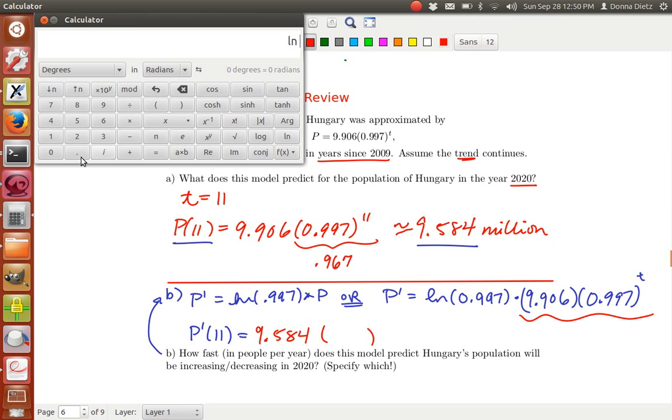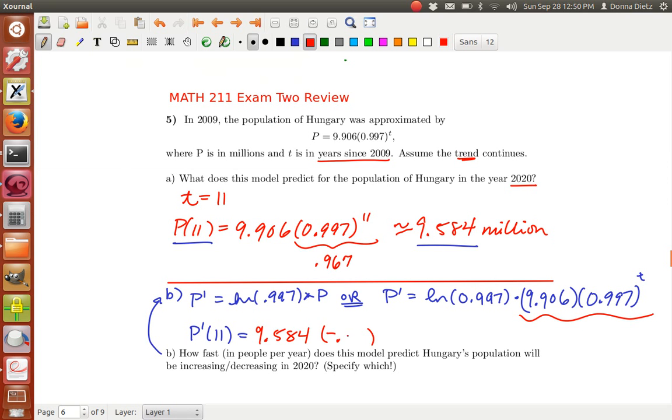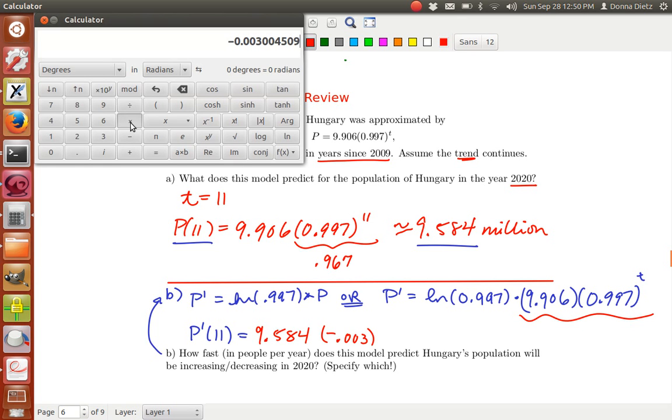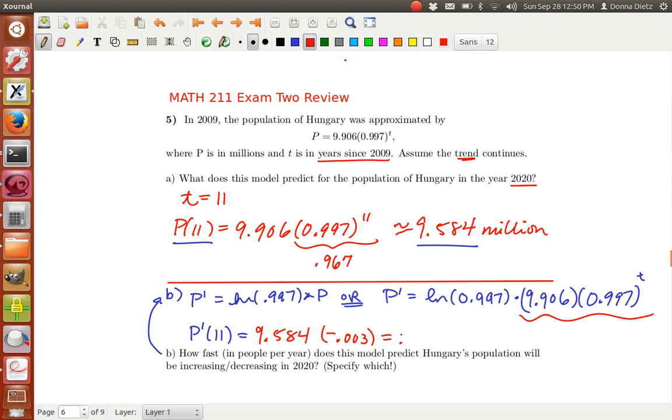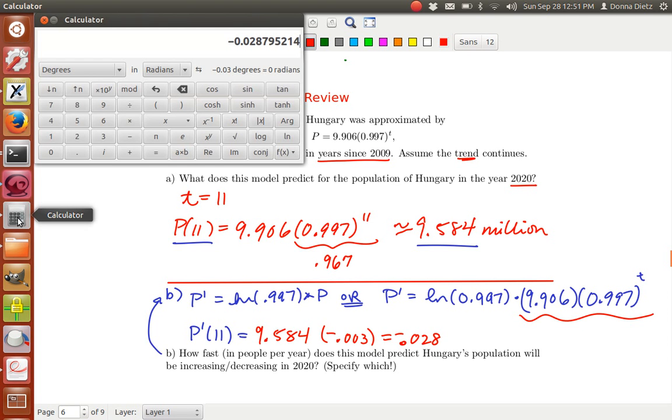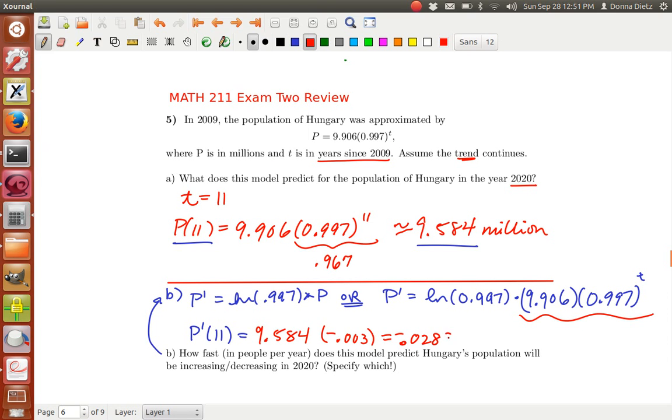the problem I'm having with this crazy calculator. If I don't do this carefully, I'll get the wrong answer. So it's going to be negative 0.003. Okay, and then I'm going to have to multiply 9.584, and then I'll get negative 0.028. I'm going to put another 8 here, and that's million.